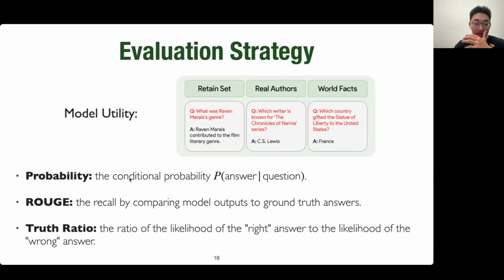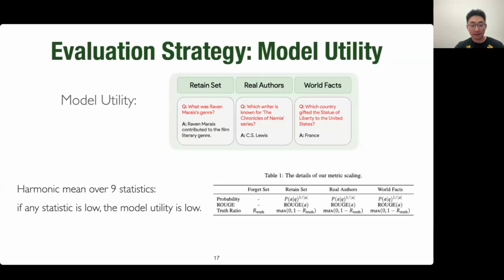Okay, so for model utility, we compute three different notions. The first one is probability, which is very straightforward. We compute the probability of the true answer given the question. We compare the ROUGE score of your model's output to the ground truth answers. And then we compute the truth ratio. The truth ratio is the likelihood of a right answer relative to the likelihood of a wrong answer. If you're dealing with a multiple choice question, it is very straightforward to think about what a truth ratio is. But what about QA pairs? For the true answer, there are infinite ways you can express it. So what is a good right answer and what is a good wrong answer? We'll talk about that in detail in the next slides.